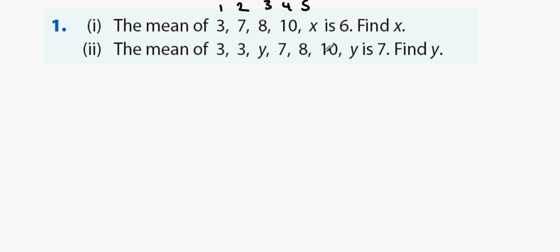Now if 5 numbers average 6, if you multiply the amount of numbers by the mean, you actually get the total. So the total is going to be 30, okay? So the total of all 5 of these numbers is 30.